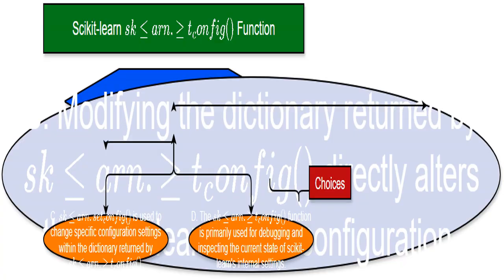Let's go. I'll tell you what happens if you try to change the settings in the dictionary that get_config returns. You can't directly change scikit-learn's settings by editing that dictionary. It's a copy, not the original settings. Think of it like a photo of a control panel. You can't change the real control panel just by altering the photo.